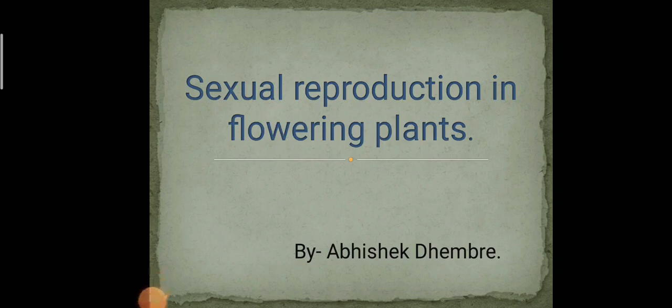Today we will discuss sexual reproduction in flowering plants. Like you know that reproduction is a process of formation of a new individual from a pre-existing one, and that reproduction consists of two major types. The first type is known as asexual reproduction and the second type is known as sexual reproduction. So now we will discuss sexual reproduction.